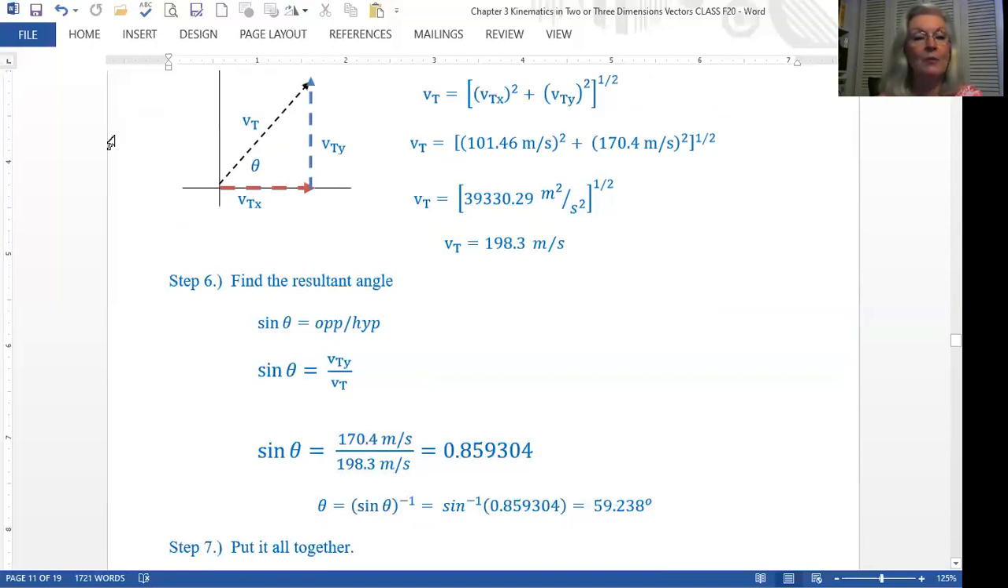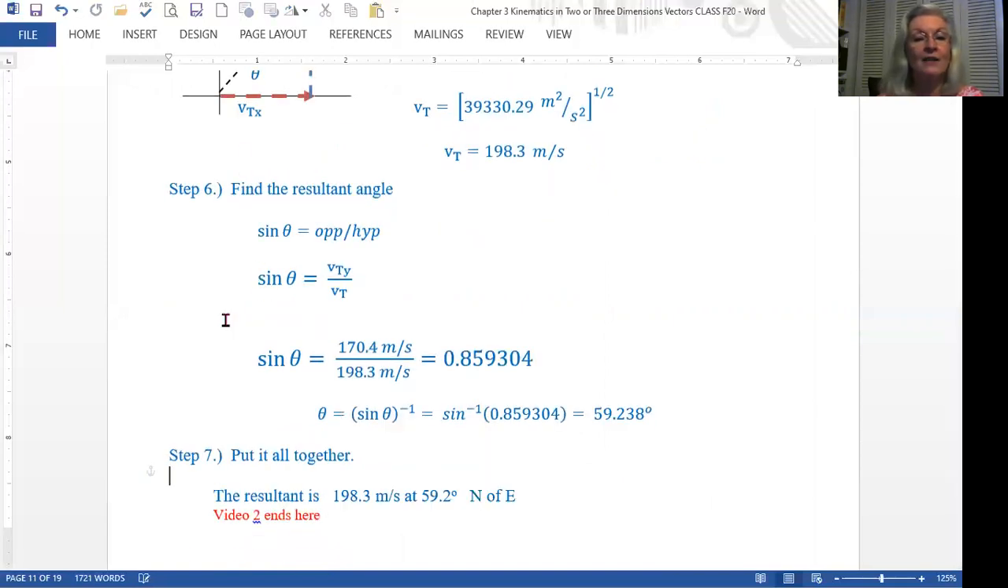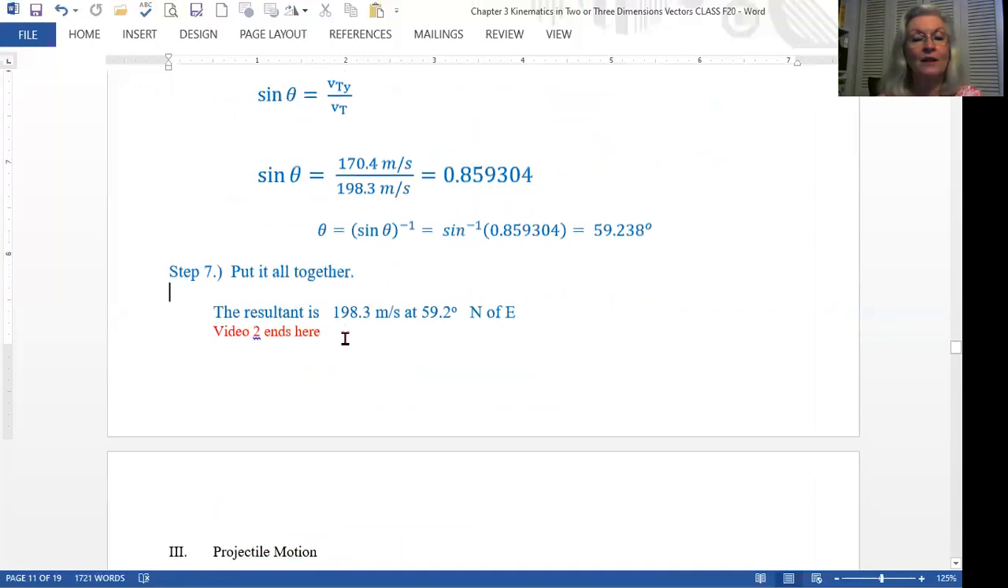Which way does it point? What's this angle right here in the left-hand corner? So it would be north of east because we have to start east, move north, 59.238 degrees. And so our answer is, our resultant is 198.3 meters per second at 59.2 degrees north of east.